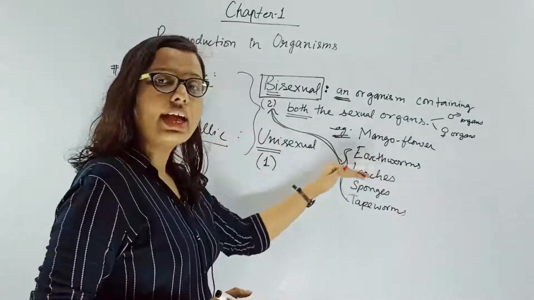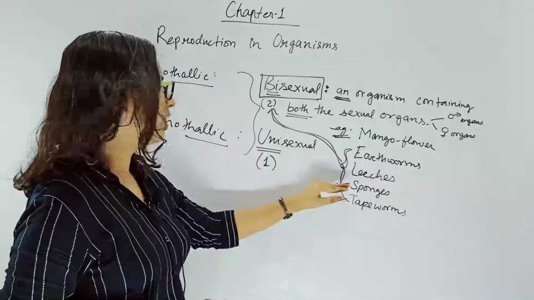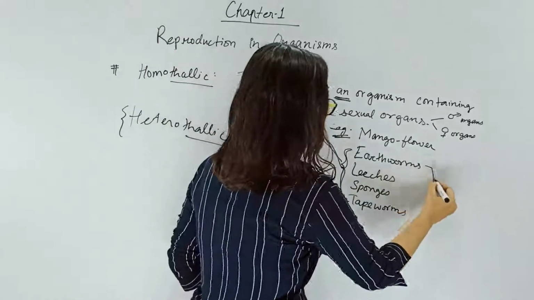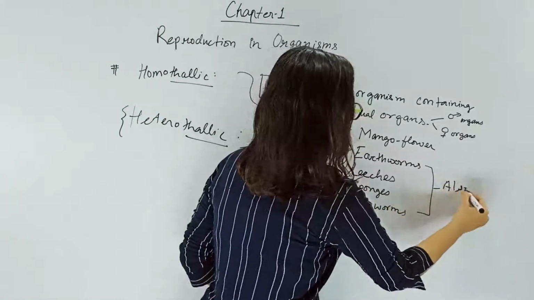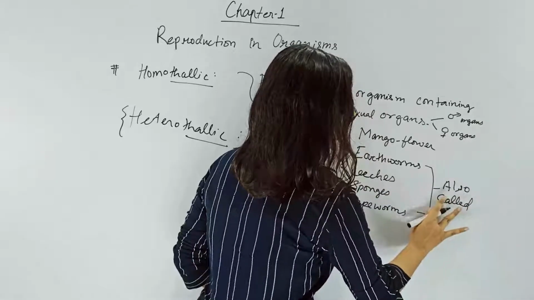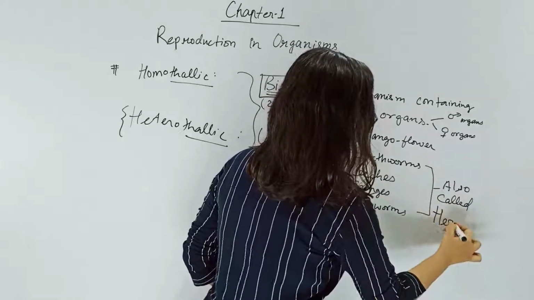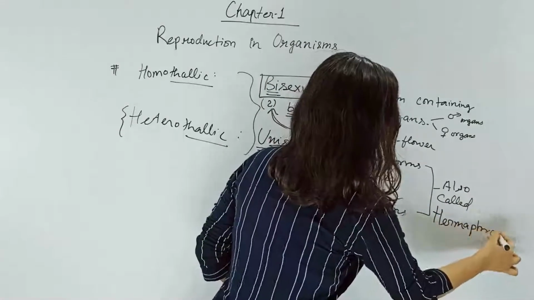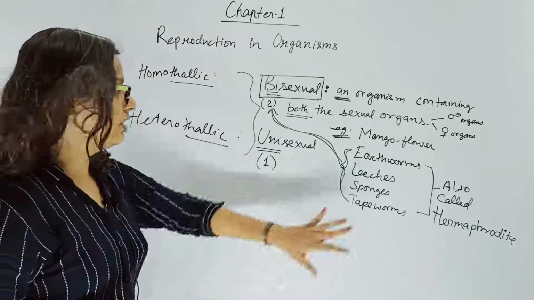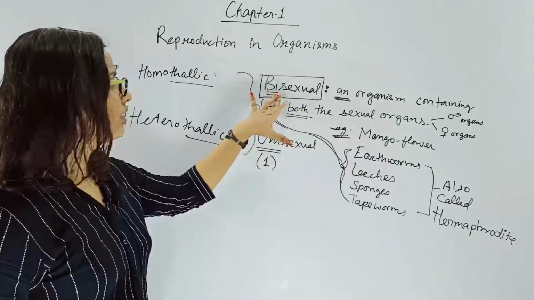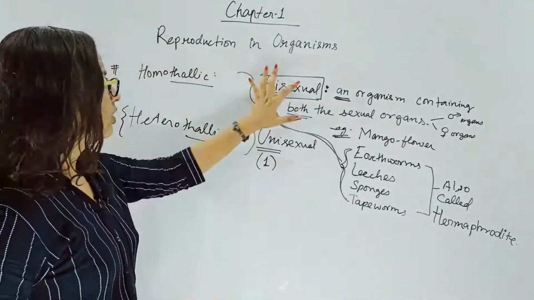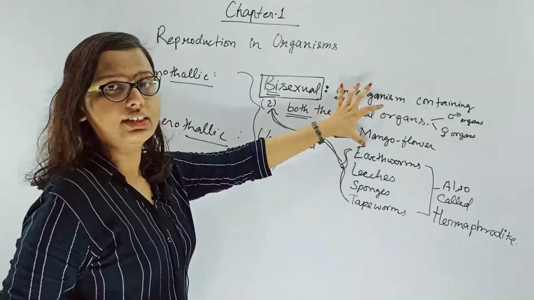Then the term used for animals. In case of animals, this bisexual term changes into... also called hermaphrodite. Sorry, not heterothalic. Hermaphrodite. So these organisms, these animals which are bisexual in nature, this bisexual condition is also termed as hermaphrodite. So this explanation was about bisexual organisms.